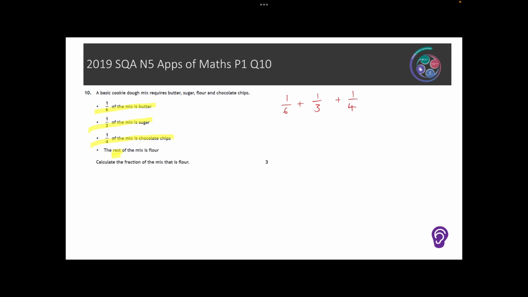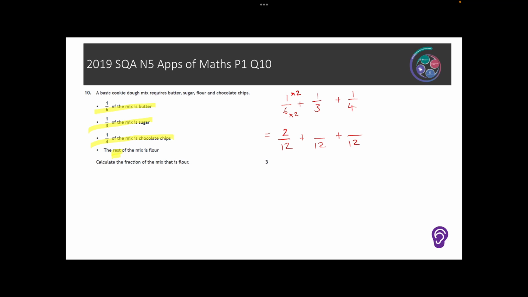So what I want to do is manipulate these fractions. I want to get equivalent fractions where the denominator is 12 for each. So I want something over 12 plus something over 12 plus something over 12. So 1/6, to get 12 on the bottom of that, I would need to multiply that by 2. So I'm going to times the top by 2. So I'm going to have 2/12.